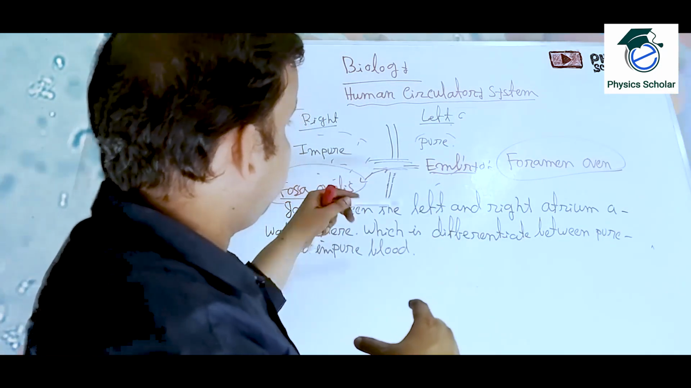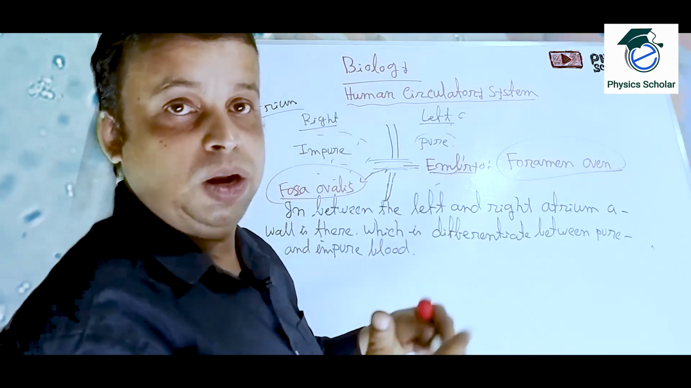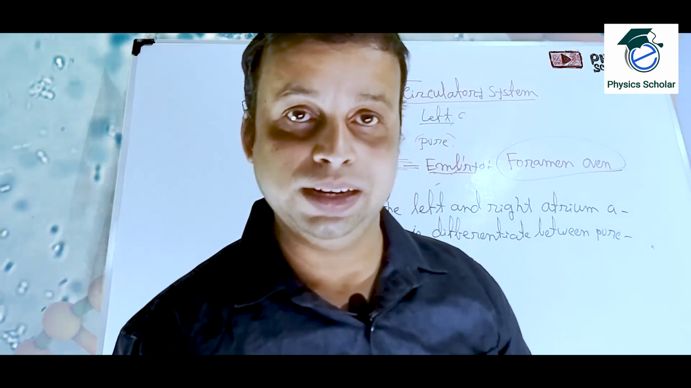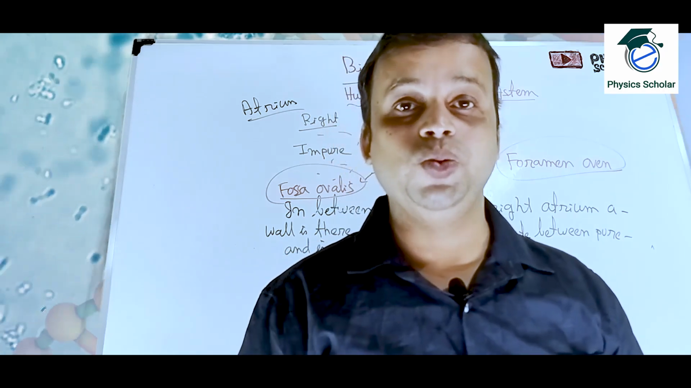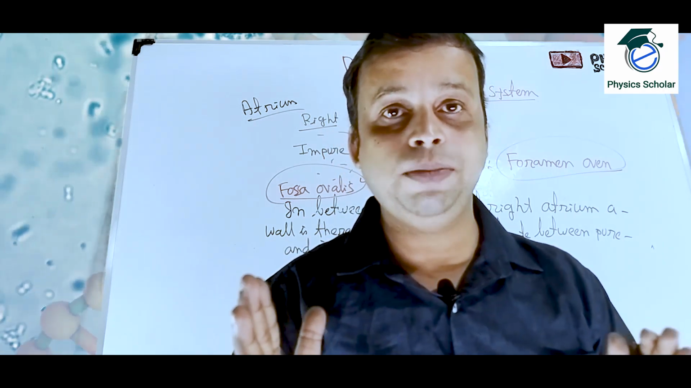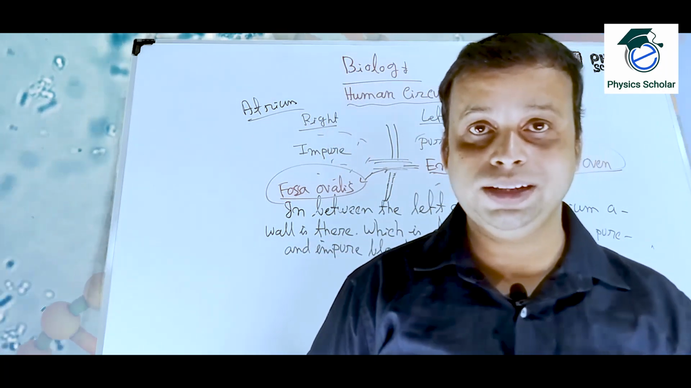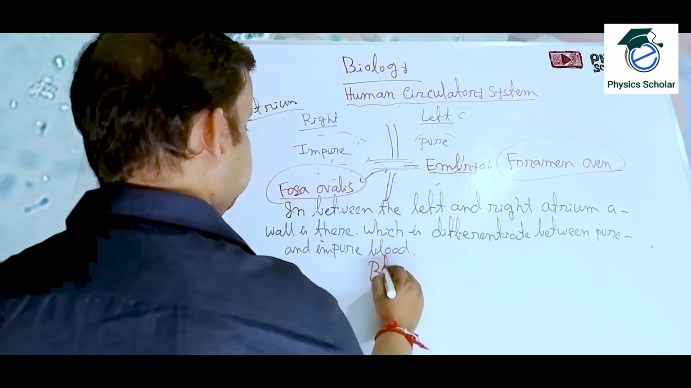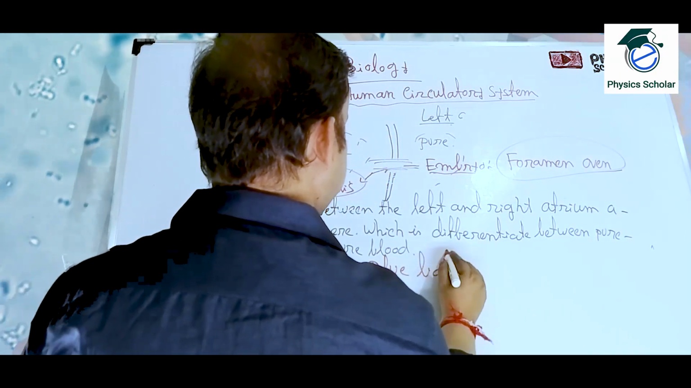Clear? So this blood will be circulated to all parts of the body. Then what will happen? Due to the lack of oxygen, the body will become blue. Okay, the body of the baby will become blue. So it is known as the blue baby. Okay, it is known as what? Blue baby. So what is a blue baby?